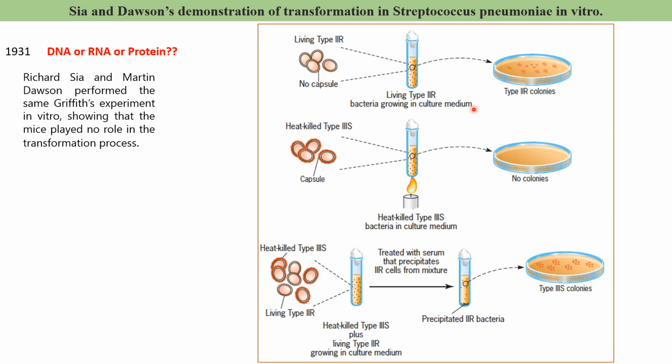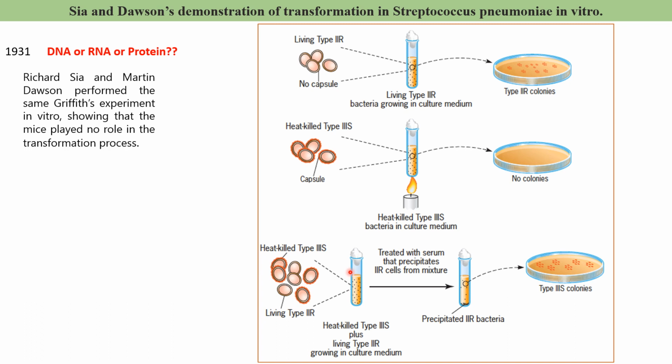Okay. And similarly, the heat killed S strain when they grew it in the culture media and further inoculated on the agar plates, they find no colonies because the S strain consisted of this capsule, and as you give the heat shock to bacteria, the polysaccharide capsule is destroyed, and that's why you can't see any colonies. Here comes the third setup.